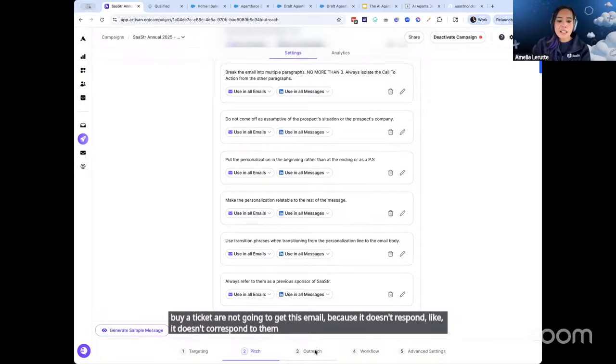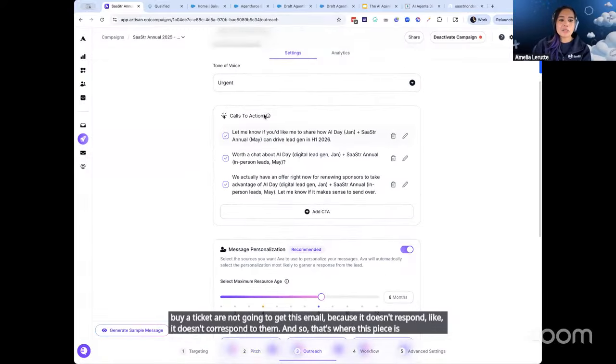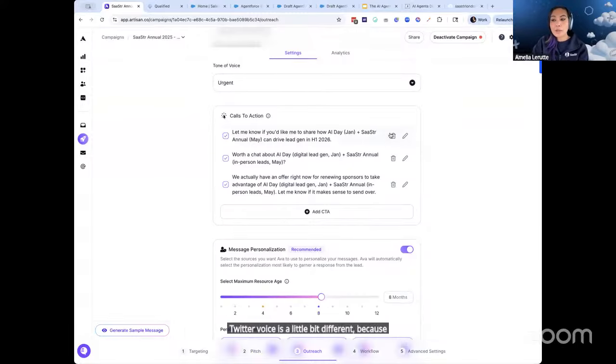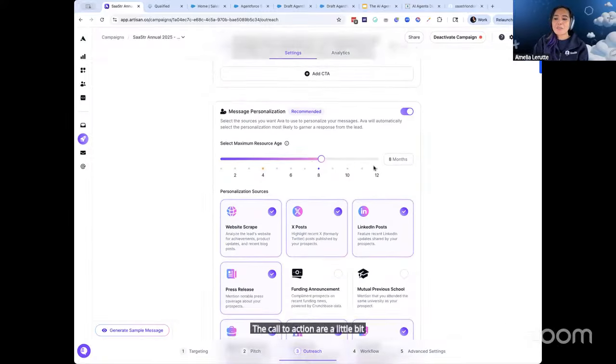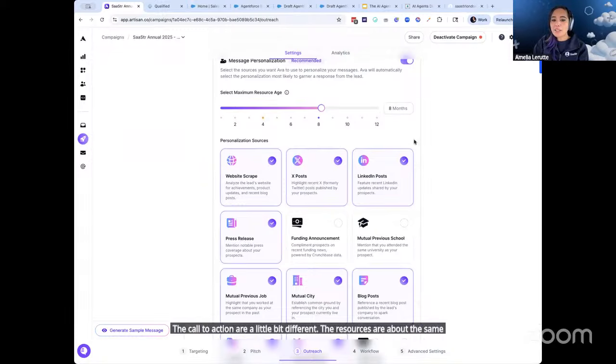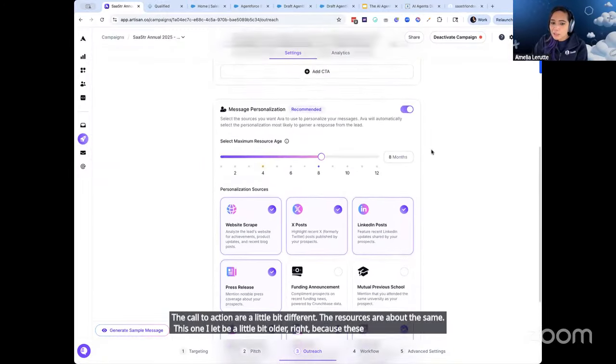And so that's where this piece is a bit different. You can see tone of voice is a little bit different because AI day is in January. So I'm like, you don't have that much time if you want to do this. So the calls to action are a little bit different. The resources are about the same. This one I let be a little bit older, right? Because these are folks that we know.